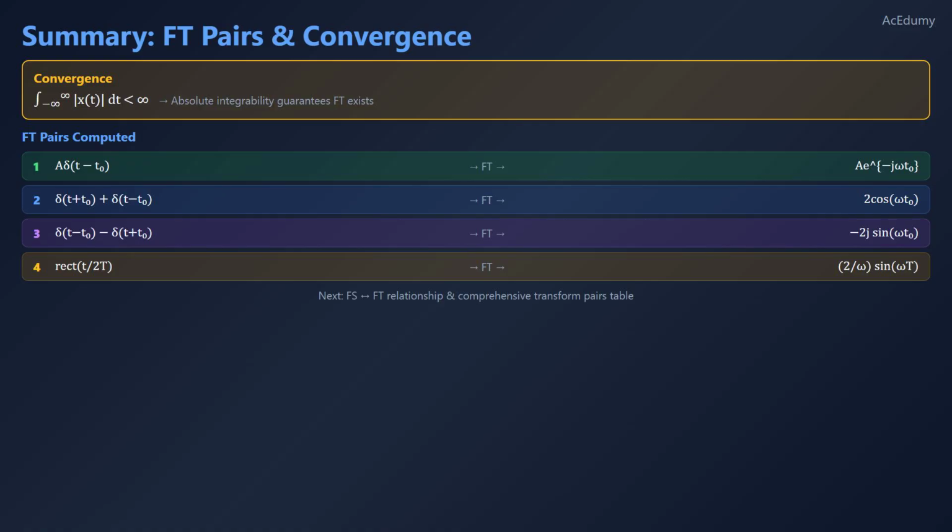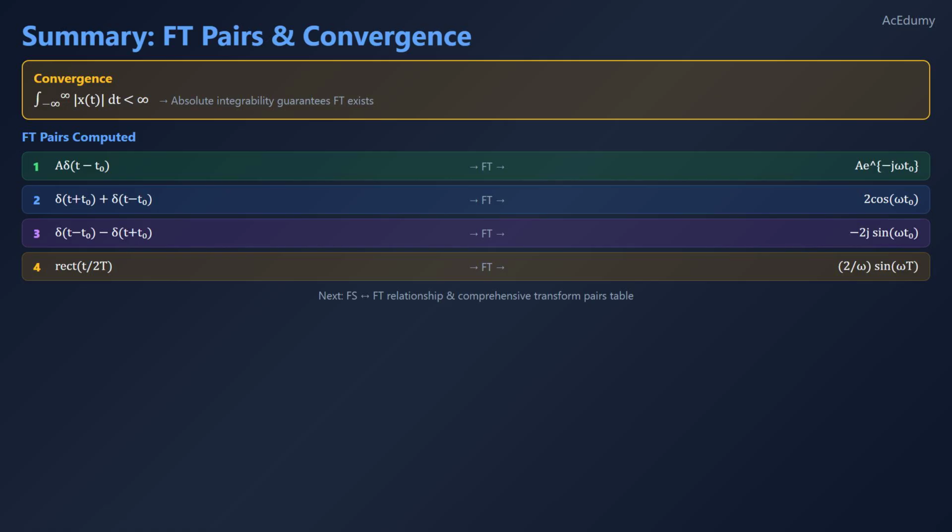Let's summarize what we've learned. First, the convergence condition. A signal must be absolutely integrable for its Fourier transform to exist in the classical sense. Second, we computed three key FT pairs. A shifted impulse A delta of t minus t0 transforms to A e to the minus j omega t0. A symmetric impulse pair transforms to 2 cosine of omega t0, and a rectangular pulse from minus T to T transforms to 2 over omega times sine of omega T. These are building blocks that we'll use extensively.